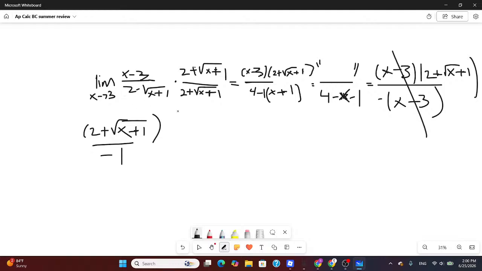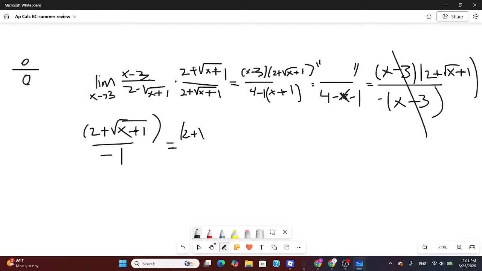Okay, so this is the limit as x approaches 3. So now we can plug in 3 for the x, because you can try doing it the first time here, but it's not going to work out because you get 0 over 0, and that's an indeterminate form. Just because it's 0 over 0 doesn't mean that it is undefined. It just means you have to do a bit more.